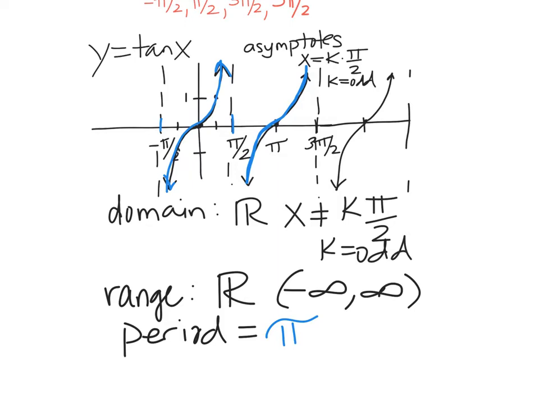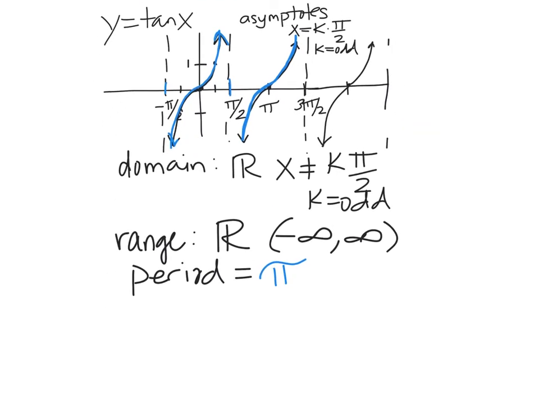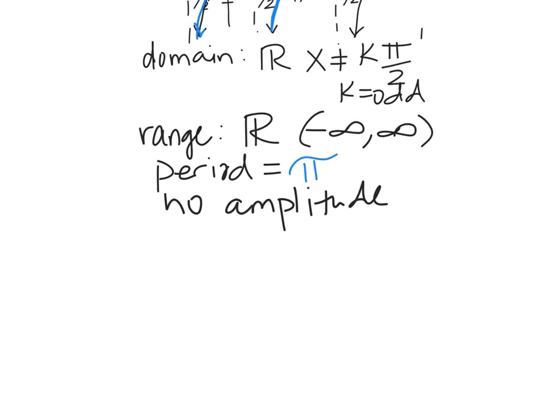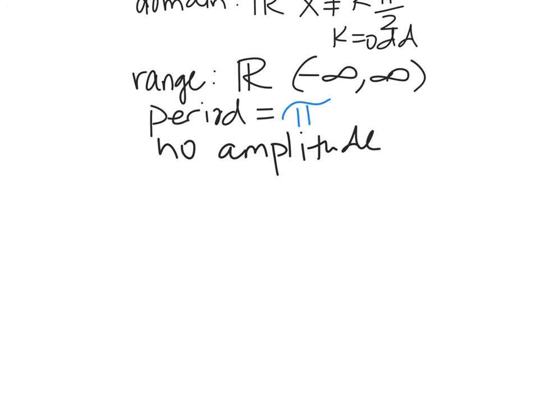There's no amplitude. We will get some stretches, though. We'll get some stretches by putting a number out front, but that number is not the amplitude. We'll also get some shifts left and right. All right, so let me go ahead and tell you a nice, easy way to graph all of these tangents coming up. Here's the trick.